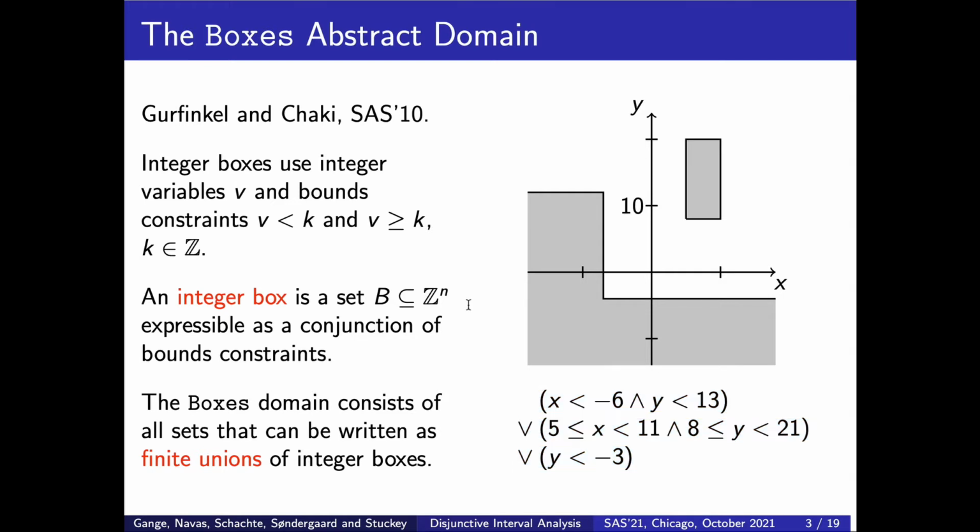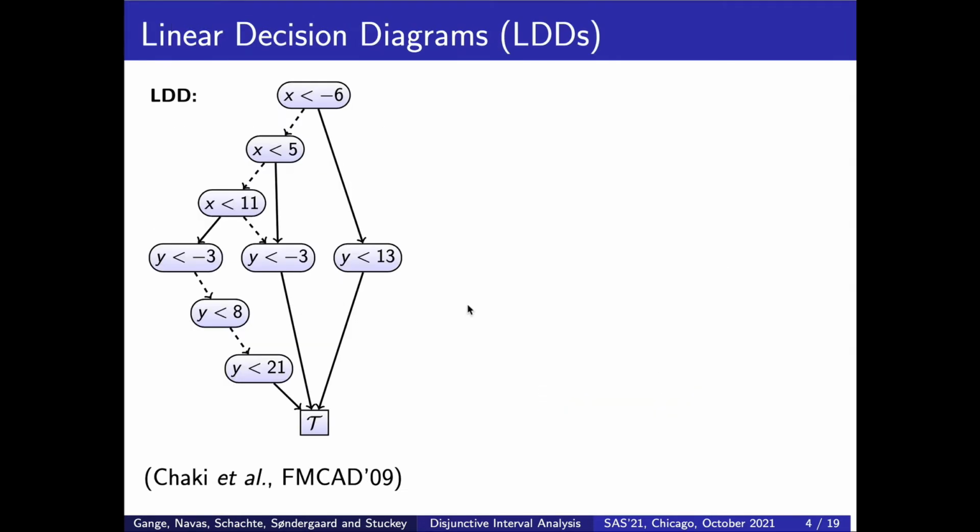and above it you see the geometric interpretation of that. Now, Gurfinkel and Chaki used, for their implementation of boxes, something called linear decision diagrams, or LDDs, and here is an example. That was a data structure, a DAG, that they had previously explored. They introduced it in work with Ofer Strichman. They were after a canonical representation for formulas in quantifier-free linear arithmetic.